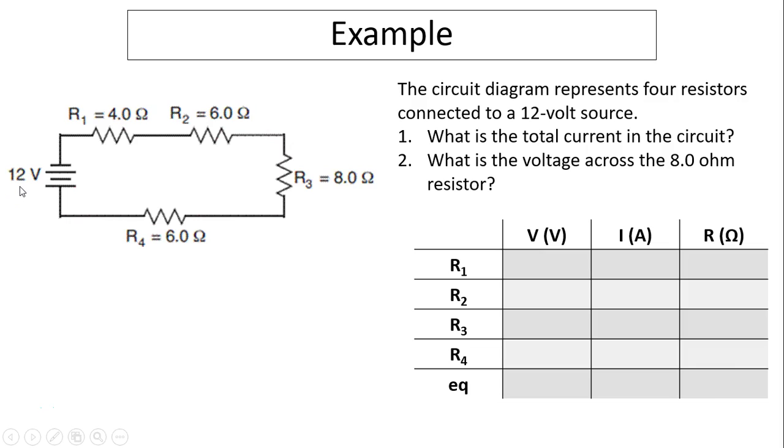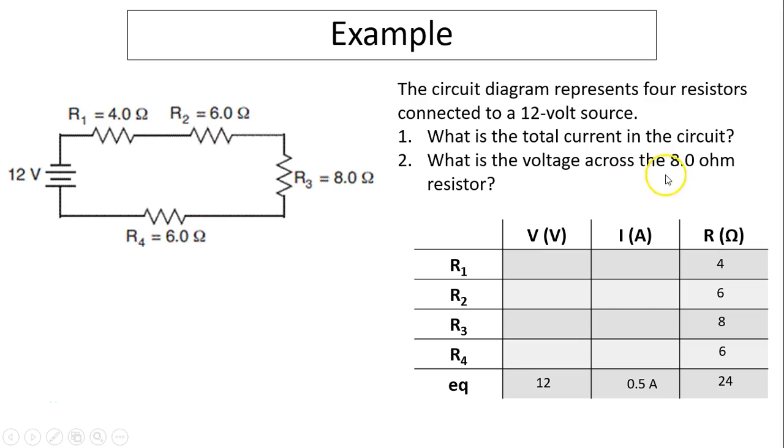Another example. The circuit diagram represents 4 resistors connected to a 12-volt source. According to the diagram, you can see they're connected in series. Question 1, what is the total current in the circuit? One way to figure it out is to construct your VIR diagram and fill in the blanks. So 4, 6, 8, 6, and for the total, you add them together. We also know the total voltage. Therefore, the total current is total voltage divided by total resistance. That's 0.5. So that's question number 1.